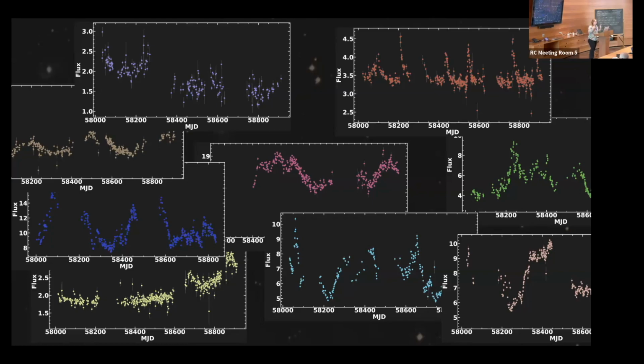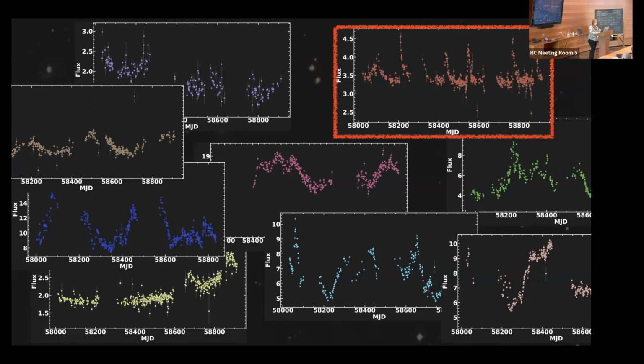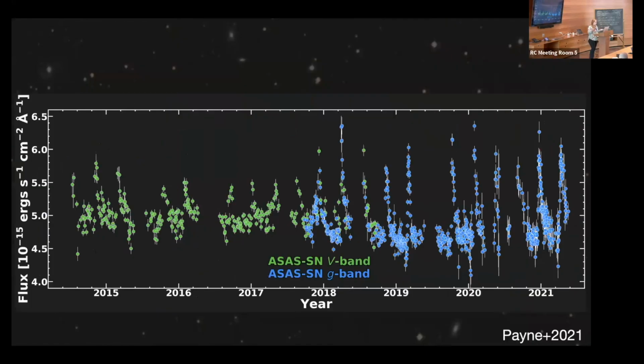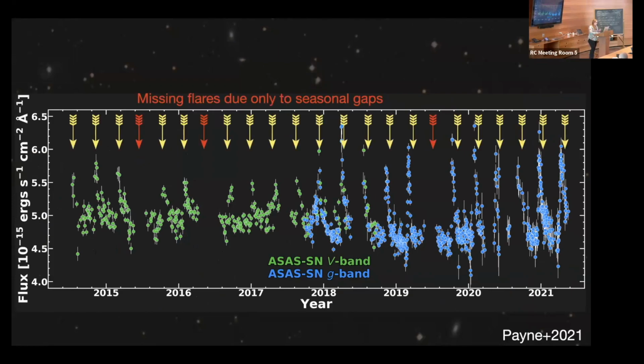As I was going through the sample, I came across a light curve that immediately stood out, as opposed to the expected stochastic variation we see as the hallmark of AGN variability. There are evenly spaced flares that rise well above the quiescent level. And we detect these flares over the entire duration of the ASAS-SN light curve for this object, since it started observing this object in 2014. And there are missing flares, so to speak, due only to seasonal gaps in the light curve.